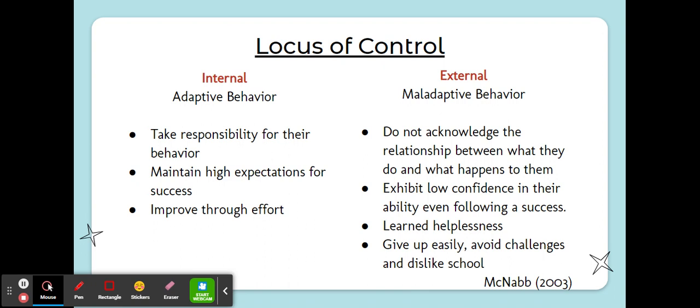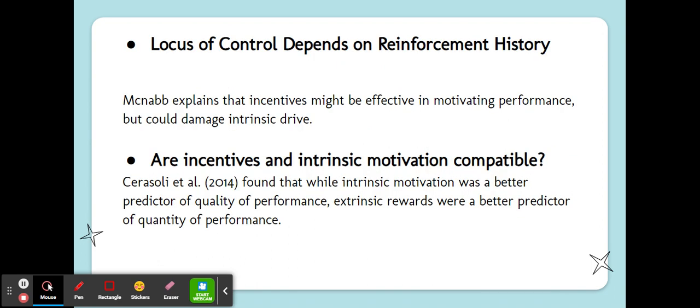Underachieving students often have external locus of control and exhibit low confidence in their ability even following a success. They may exhibit learned helplessness as they see poor academic performance as outside of their control due to low ability. Therefore, they're likely to give up easily, avoid challenges, and dislike school. This is in contrast to students who maintain high expectations for success since they believe that they can improve through their own effort. McNabb explains that locus of control depends on a person's reinforcement history.